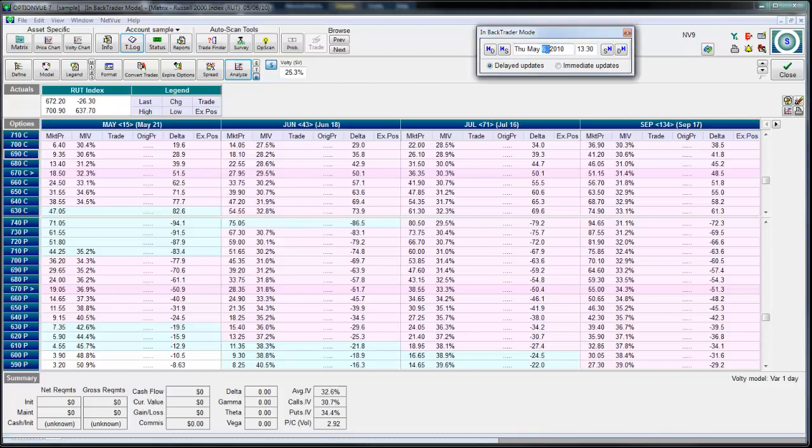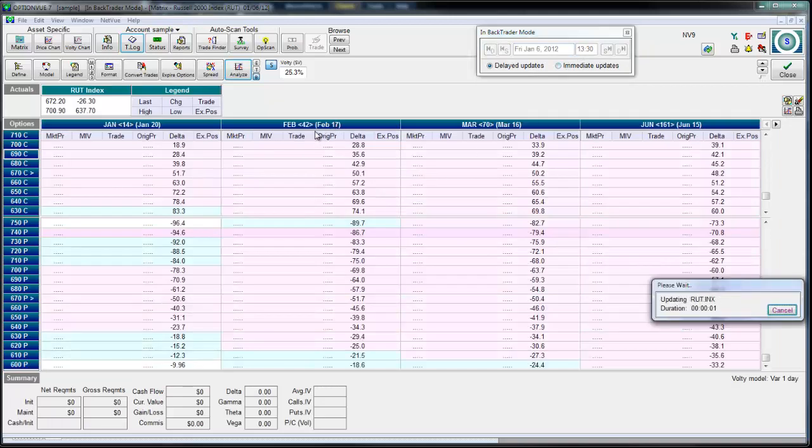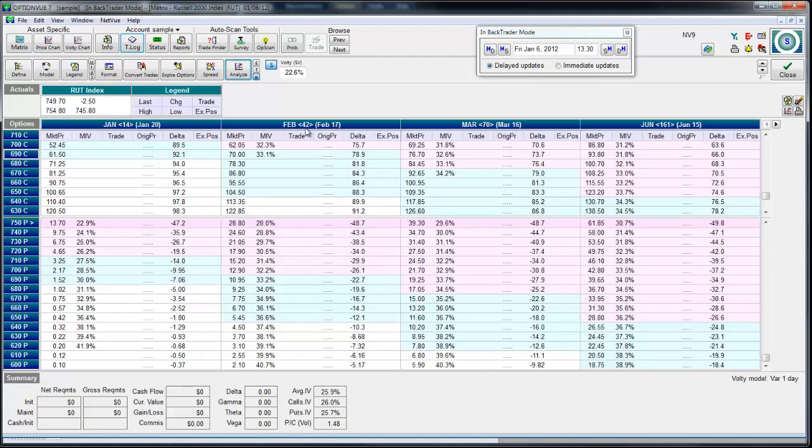So let's just take any point in time here. I promise you I have not memorized what the Russell intraday swings are. Let's just say we want to go January 6, 2012. All right, if we say that's a Friday and we have 42 days to expiration, okay?